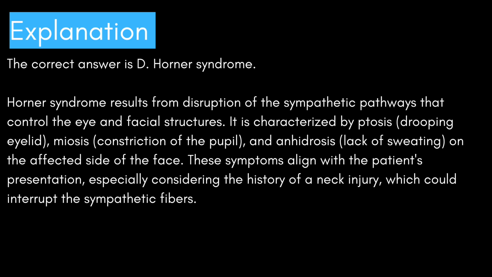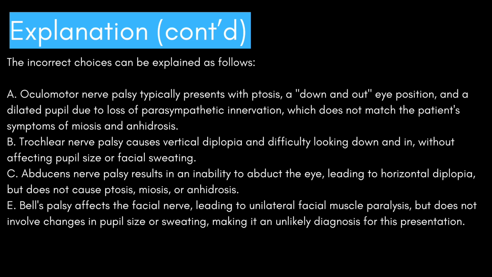All right, let's go ahead and see why the other answer choices are incorrect. The incorrect choices can be explained as follows. A. Oculomotor nerve palsy typically presents with ptosis, a down and out eye position, and a dilated pupil due to loss of parasympathetic innervation, which does not match the patient's symptoms of miosis and anhidrosis.